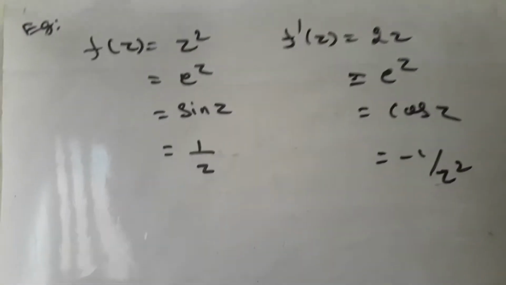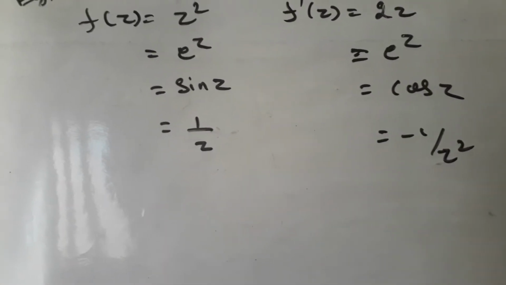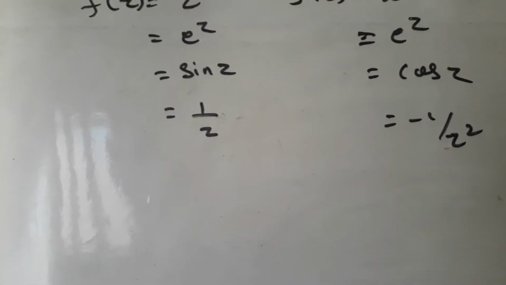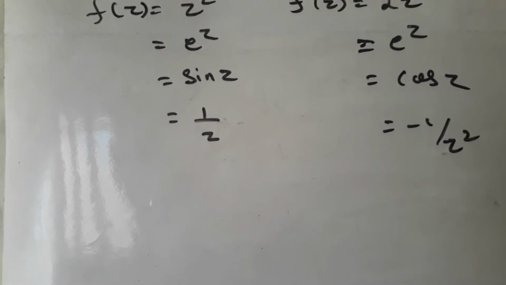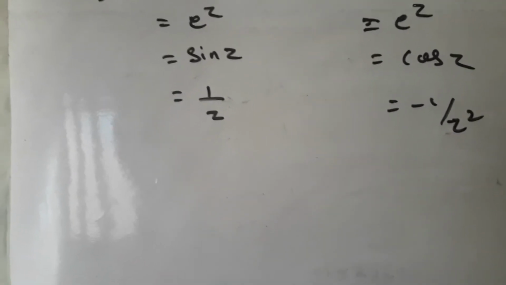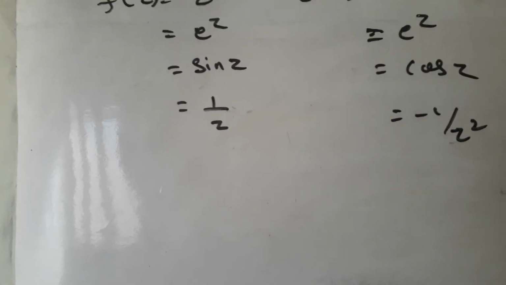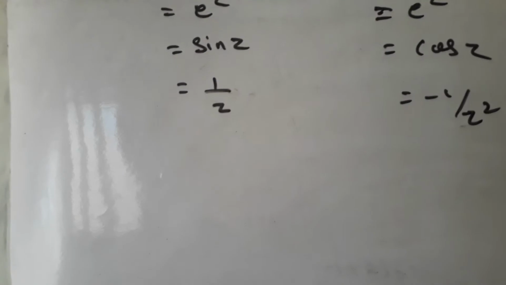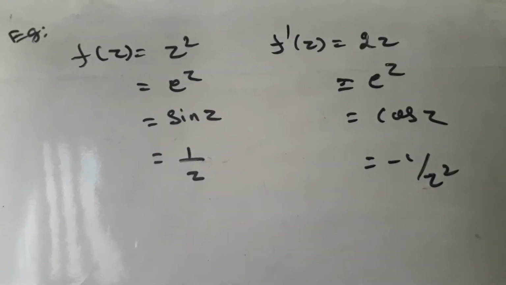So simply I can say that if f dash of z exists at some point and also in the neighborhood of that point, then we say that point is a regular point. If f dash of z does not exist at that point, but in the neighborhood of the point f dash of z exists, that point is called a singular point.